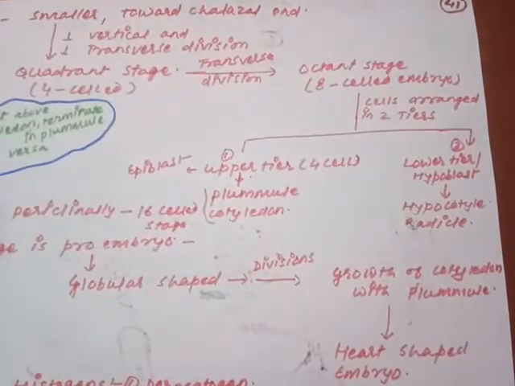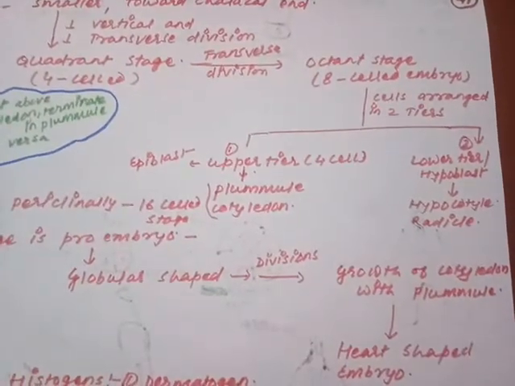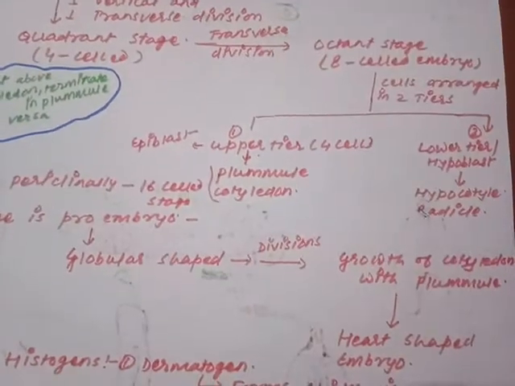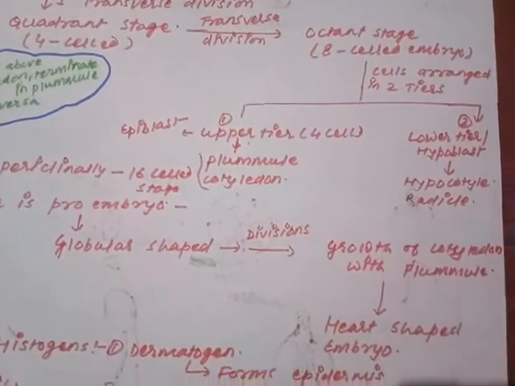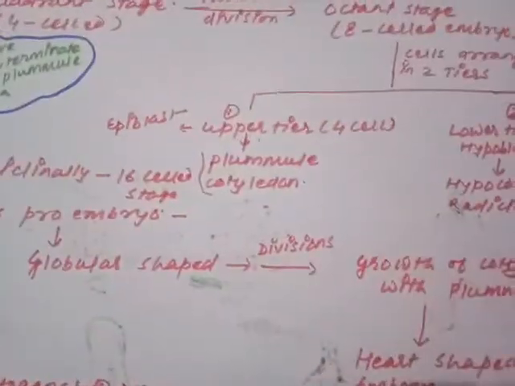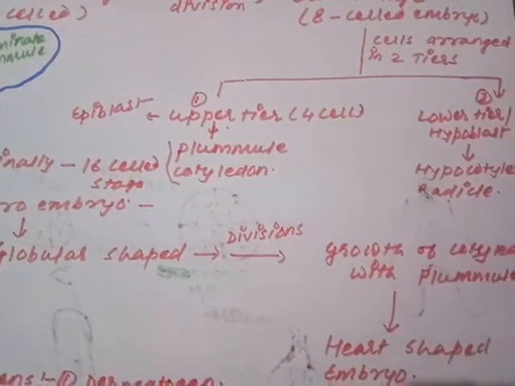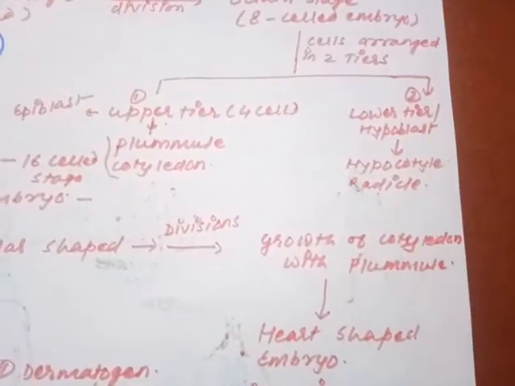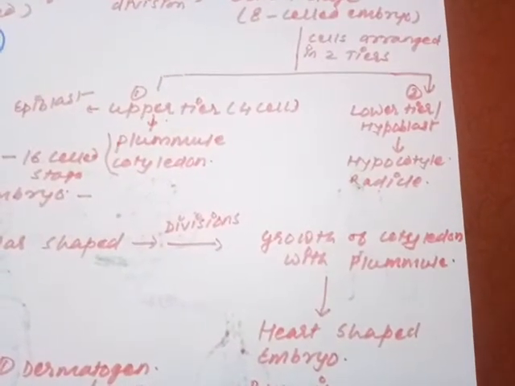So what is there? First of all, one vertical and one transverse division give the quadrant stage. Now one more transverse division gives the octant stage. At the octant stage, the cells arrange into a two-tier structure. The upper tier is going to form the epiblast, which will give rise to the plumule and cotyledon, and the lower tier is going to form the hypoblast, which is going to give rise to the hypocotyl and radicle.